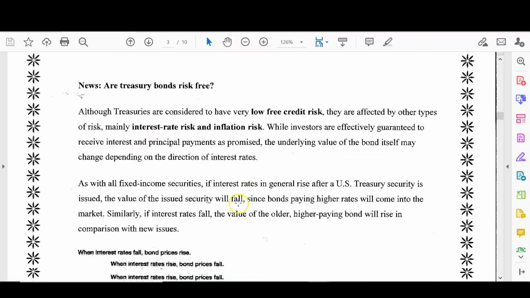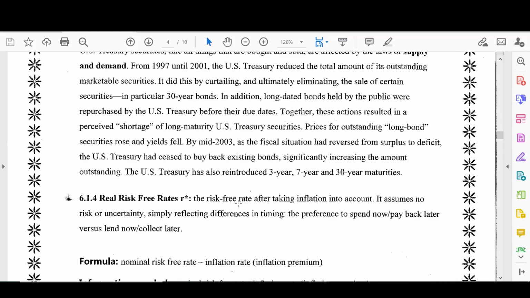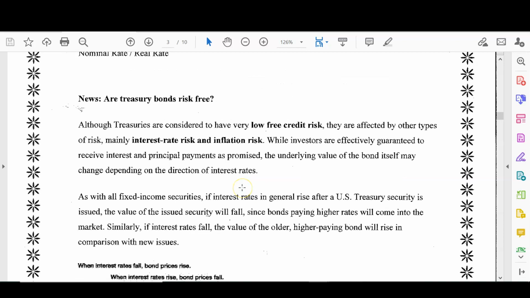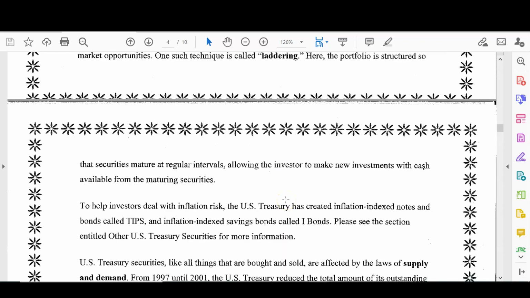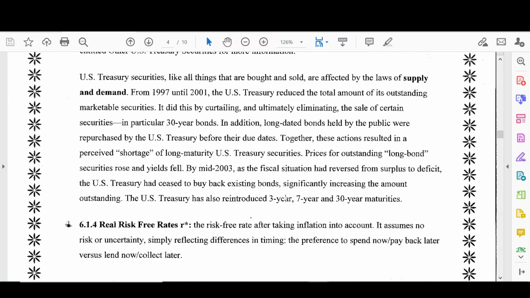News. Here's some additional reading here. Okay, it's kind of long. You can read it yourself. This news is about whether treasury bonds are risk-free. Usually we say it's almost risk-free, especially for the short-term ones. They have very low default risk, and they may have interest rate risk or inflation risk. You can read this paragraph on your own. Some additional information in the news about the risk of a bond or of a treasury bill.